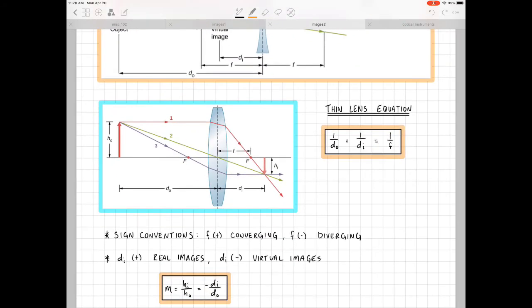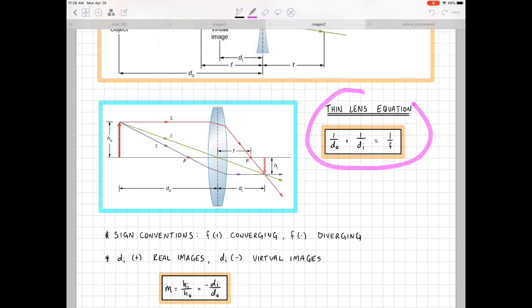So just like with the spherical mirrors, the ray tracing can give you a good sense of where an image is going to form. And if you're very careful about your drawing, the distances, using straight lines, then you can get a pretty good estimate for where an image will form and the magnification. But if we want to quantify image location and magnification, typically we'll use the thin lens equation.